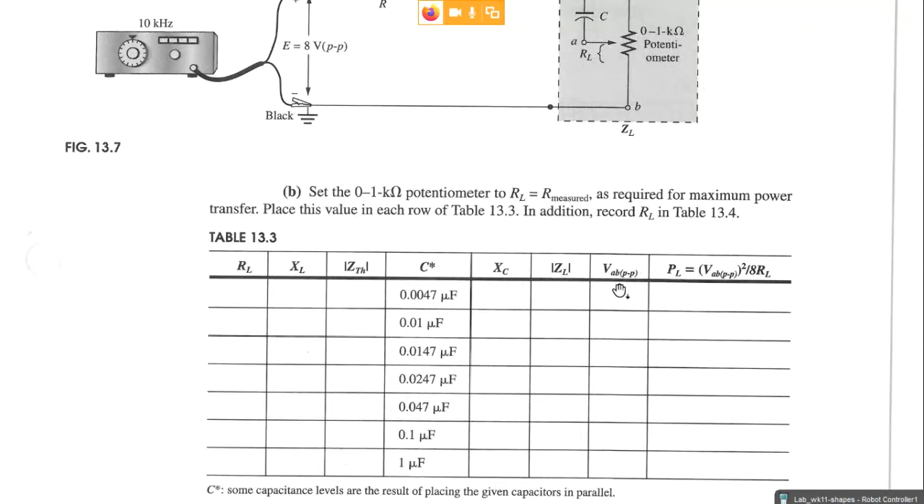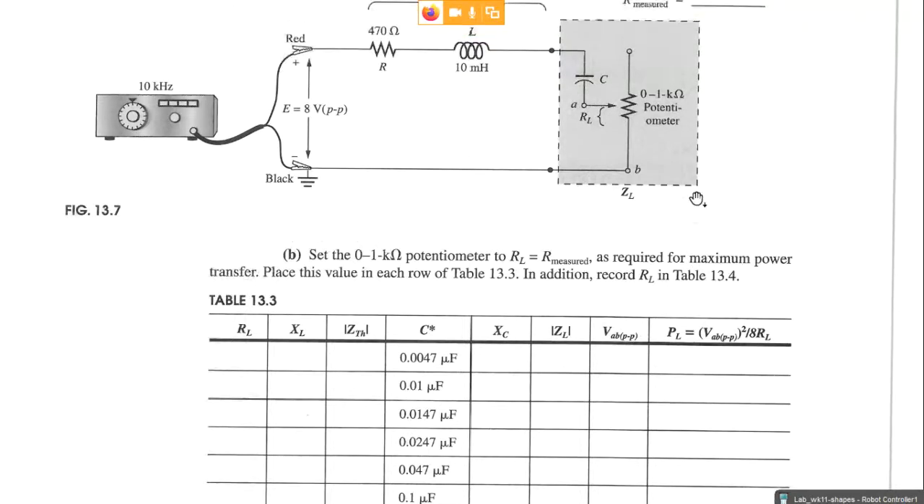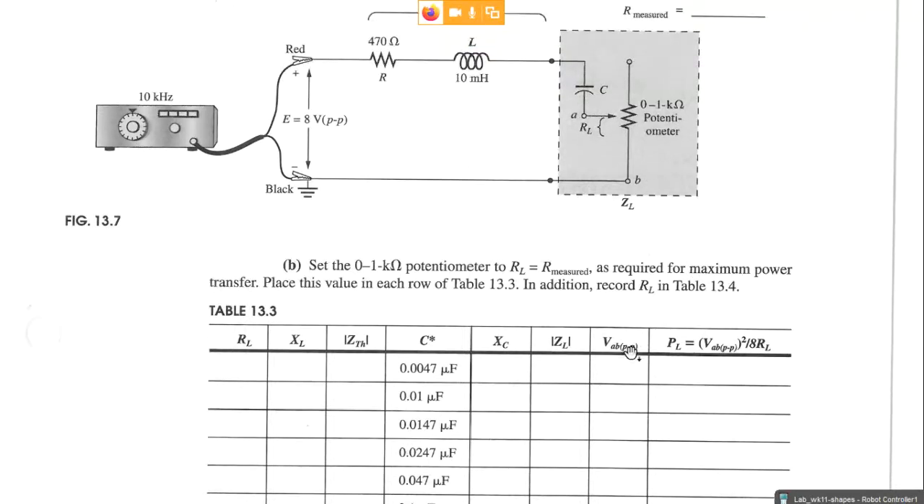Okay. And we're going to find the peak voltage. Okay. So we're going to find the peak to peak voltage. Now notice here, he's saying peak to peak. So he's got VAB is the peak to peak voltage. So remember, if we were in the classroom, we would be using an oscilloscope to measure this.